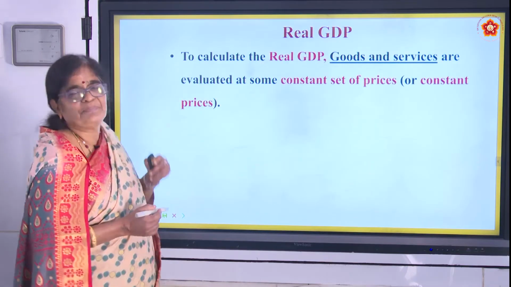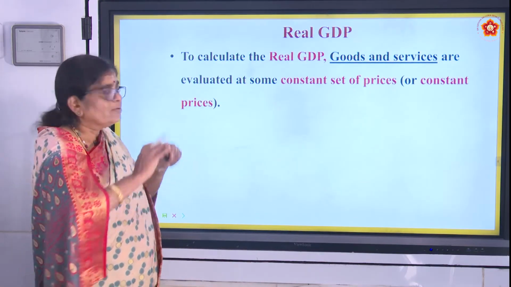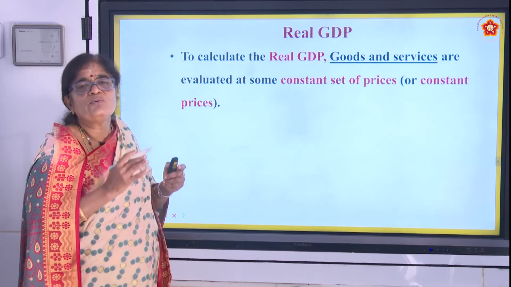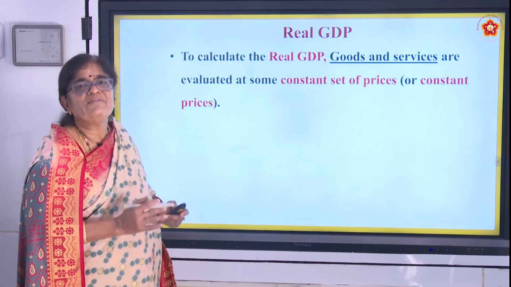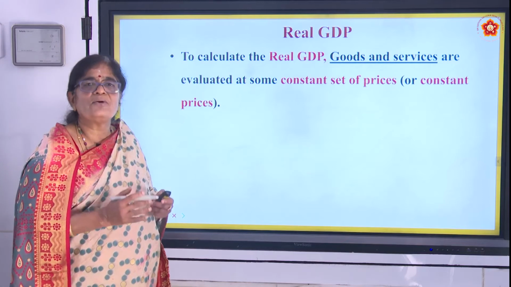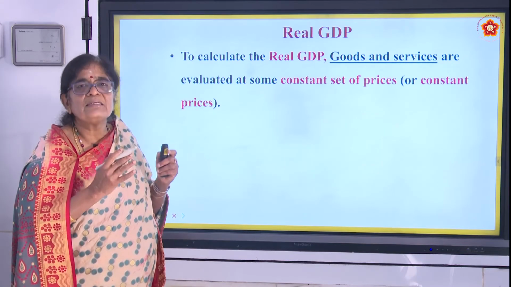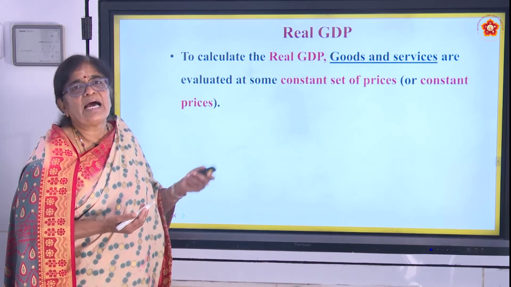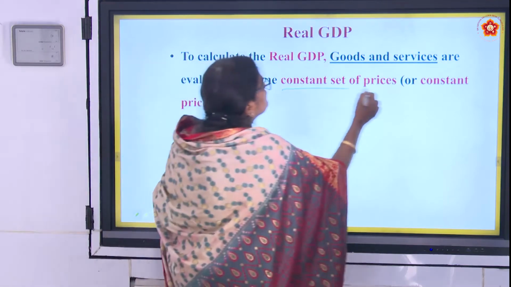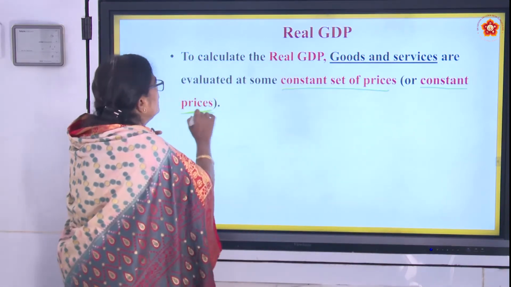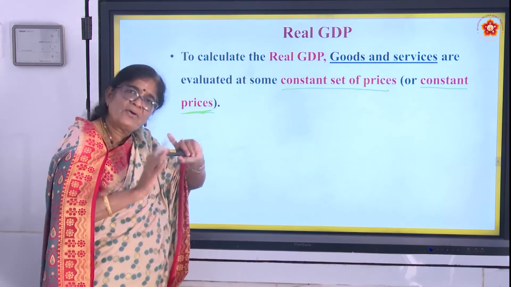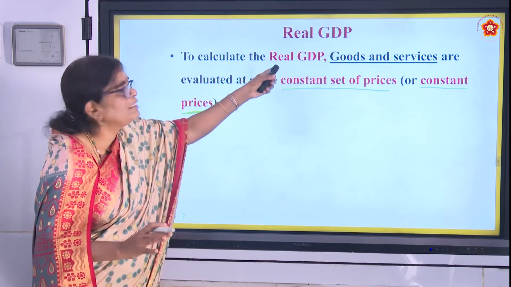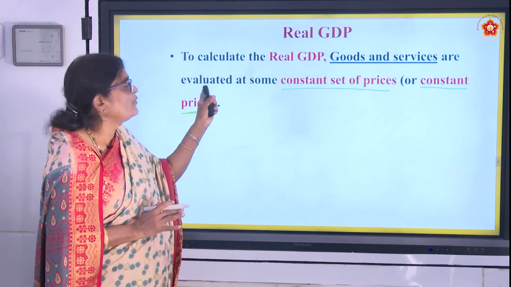Now, real GDP. In contrast to nominal GDP, real GDP we do not measure at current prices. Here, the prices are fixed. We take constant base year prices to calculate GDP, not the current prevailing changing prices. Therefore, in real GDP, goods and services are evaluated.